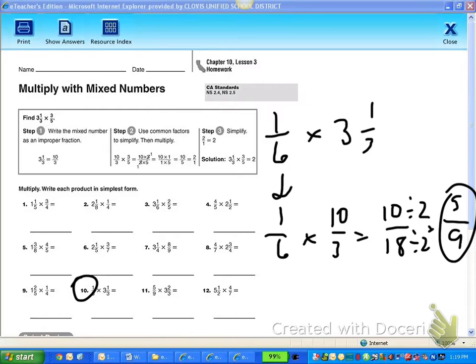So these here, there doesn't seem that you have to change them back to a mixed number, but it's still pretty much the same concept as changing the mixed number to an improper fraction, multiplying, and reducing. Hopefully these helped, and they'll be working on chapter 10 this week, and their test is also this week.